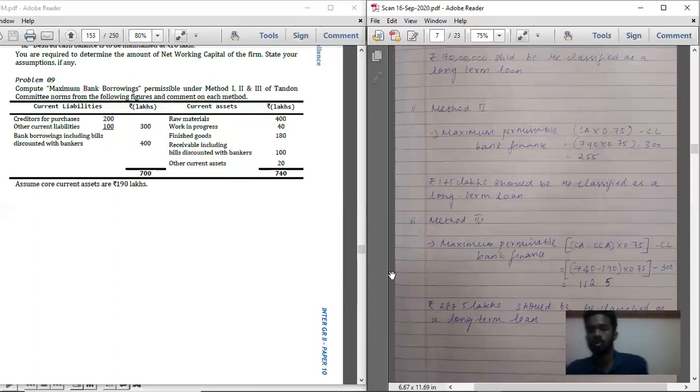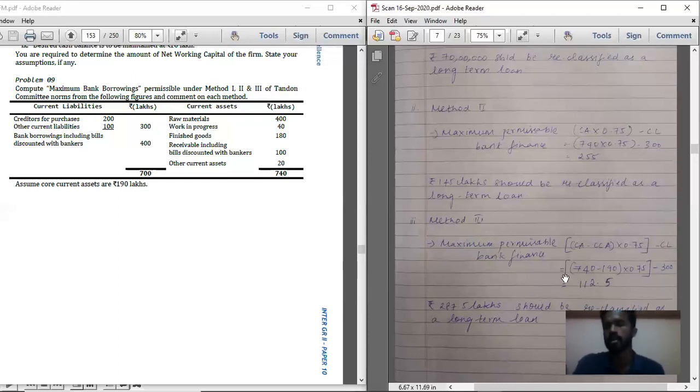Okay, so open a bracket, again open a small bracket, current assets minus core current assets. Now close the small bracket, into 0.75. Now close the bracket, into 0.75 and close the bracket, minus current liabilities. This is the formula for method 3. Method 3 is, first you should calculate current assets minus core current assets. On that 75% you should take. From that value you should reduce the current liabilities.